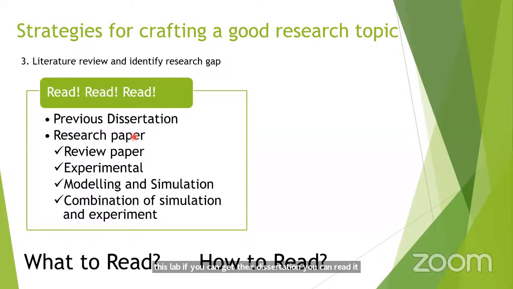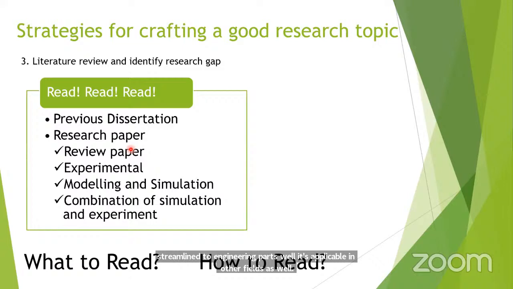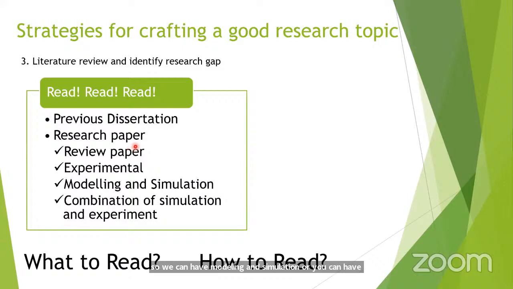Also, in terms of reading papers, there are different types of papers. First, we have the review paper. We have some papers that are based on experimental results, which have been published. Like I said, this is streamlined to engineering, but it's applicable in other fields as well. So we can have modeling and simulation, or a combination of simulation and experiment. In this case, for crafting your topic, you want to focus more on review papers because this is where you identify what the gaps in this field are that have to be worked on. So that's why I said, what do you have to read and how do you read it? What to read: to get your topic, you need to read more review papers or previous dissertations. That's when you can know how to craft a good topic.